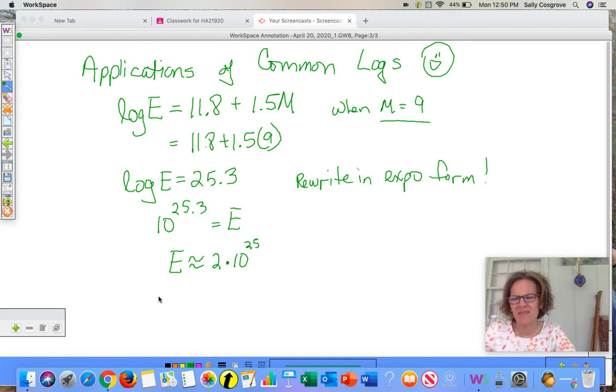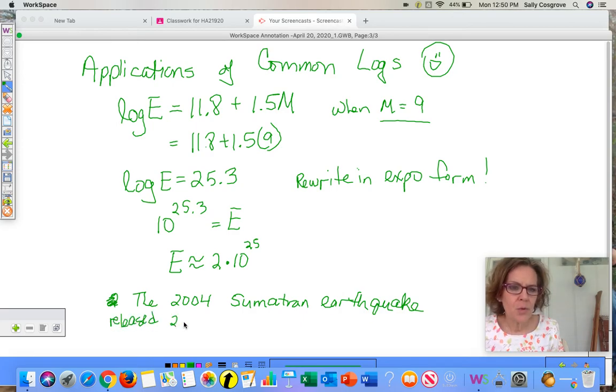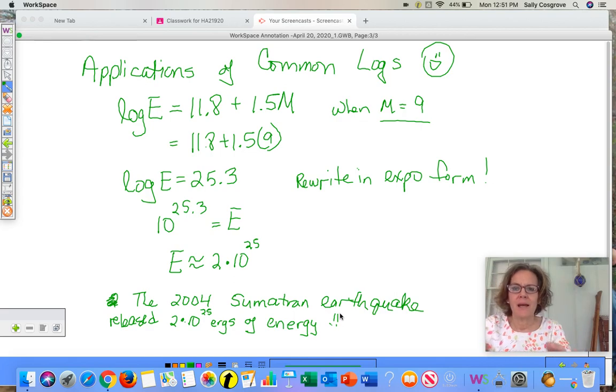So because of this, we should probably write a sentence, shouldn't we? I should follow my own guidelines. The question is how much energy? So let's say it this way. The 2004 Sumatran earthquake released 2 times 10 to the 25th ergs of energy. I'm answering the question that was asked, so this is really important to write a sentence. And that's just mind-blowing that something is that powerful.